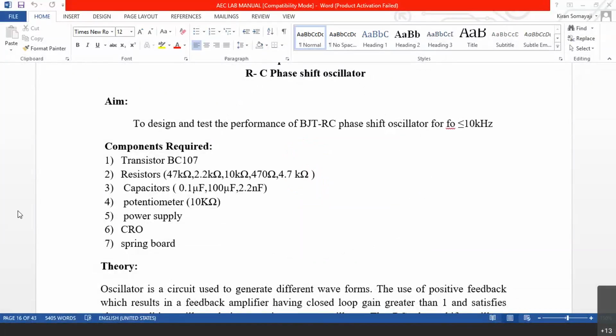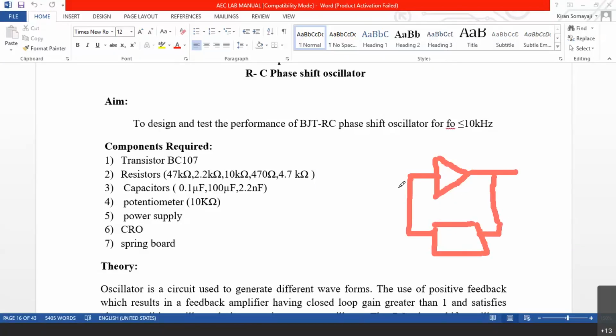Let me tell you briefly about oscillator, because in the theory class it might not have been covered as of now. So, let us say we have an amplifier. A portion of an amplifier's output is taken back by means of a passive network, and it is given back to the input.